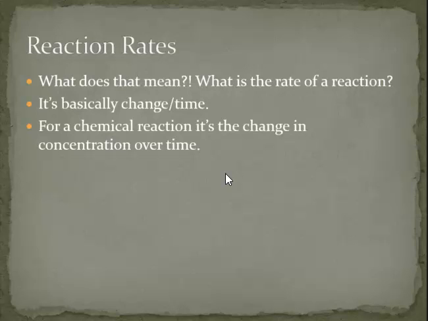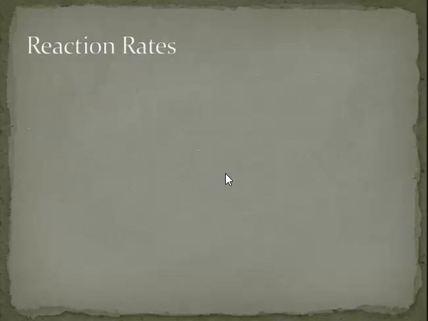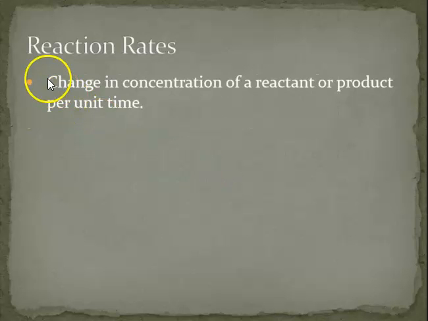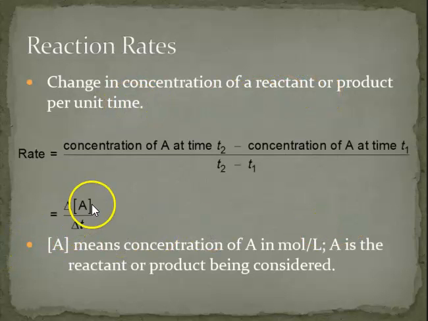It could be the concentration of one of the reactants. It could be the concentration of one of the products. All right, but we look at the change in concentration per unit time. That's the change in concentration of a reactant or product per unit time. Let me flip all this open here all at once. Cool. So the rate, concentration of A. So that A could be a reactant, it could be a product. So it's the concentration of A at time 2 minus the concentration of A at time 1. And on the bottom here is time 2 minus time 1.